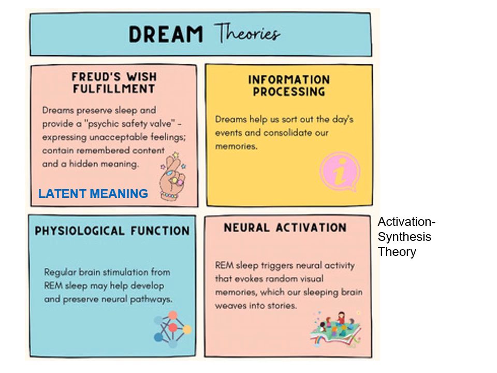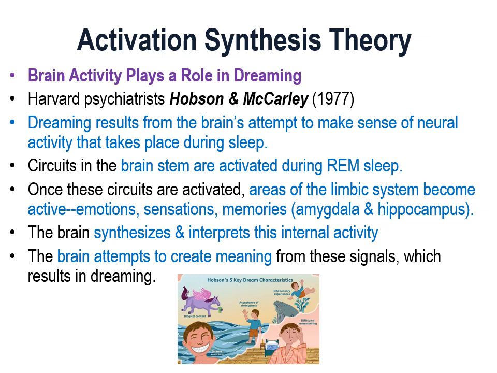And the last one is neural activation. It's most often known as activation synthesis, but it's really activating the neurons again. So REM sleep triggers neural activity and it evokes random visual memories, which our sleeping brain weaves into a story, so that Jersey Mike sub becomes the whale and somehow it becomes a whole story in our brain. So that's activation synthesis. Let's look at that one a little bit deeper.